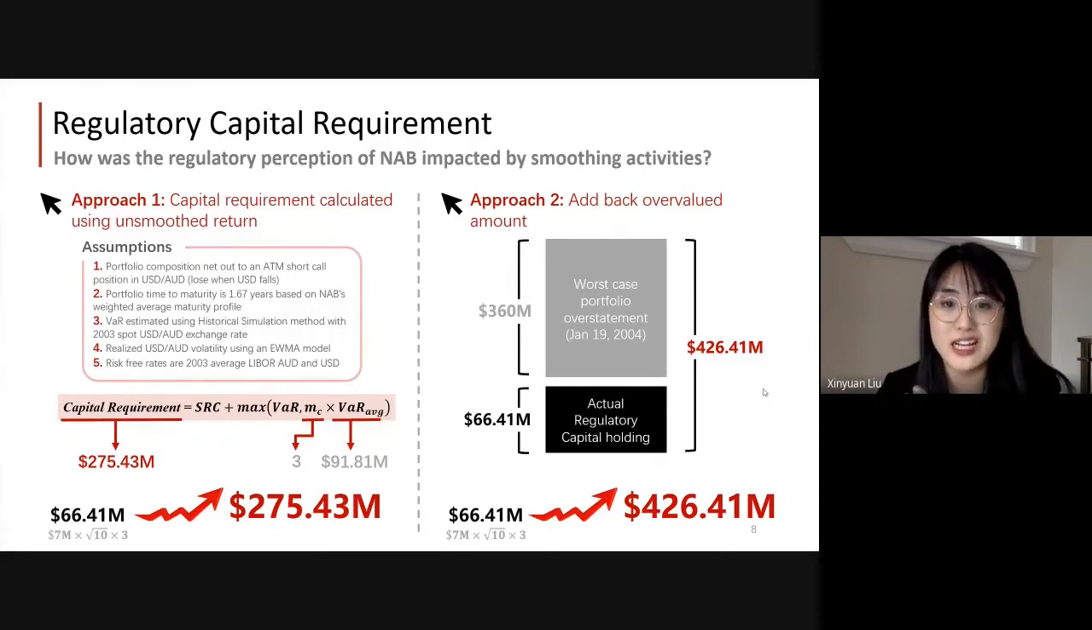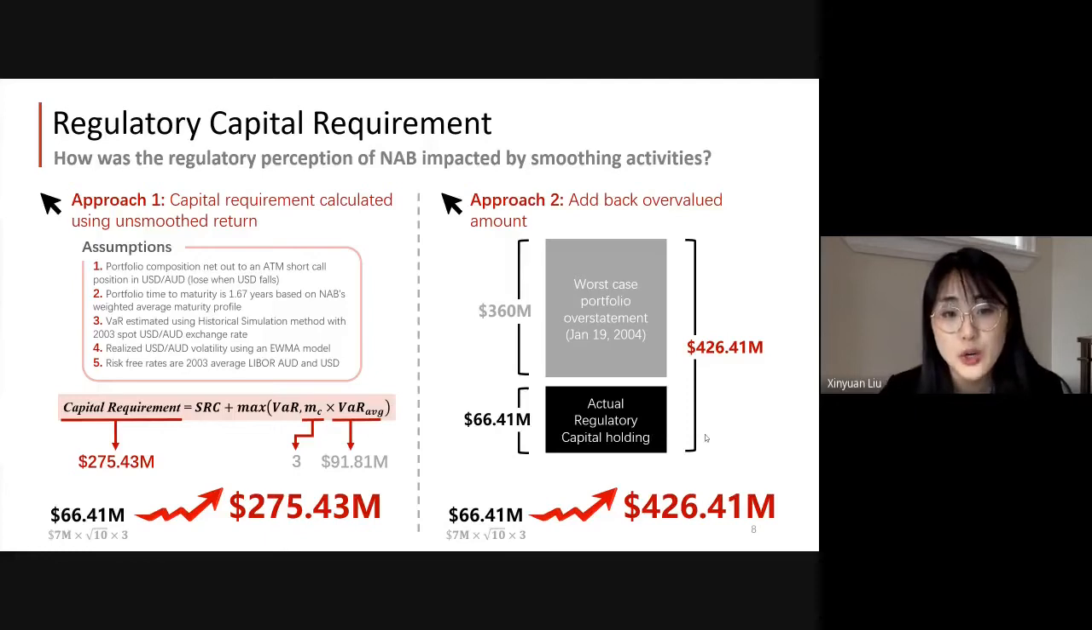So we went back into the context of this case, which is 2003, and followed the 1996 Basel I amendment accordingly, which required banks to keep a market risk capital for their trading book based on a value at risk measure. So for approach one, we first intended to bring things closer to the reality and calculated the VaR using the actual market rate rather than their smoothed off market rate. And to support that, we made a few simplifying assumptions. This includes assuming their positions all net sell to a short at-the-money call in US dollar, and we also assume the portfolio's time to maturity is 1.67 years. And of course, a few others. And based on these assumptions, we conducted historical simulations using the 2003 spot rates. And from there, we were able to calculate a 10-day 99% VaR of 91.81 million, leading to a total capital requirement of 275.43 million instead of their reported capital of 66.41 million.